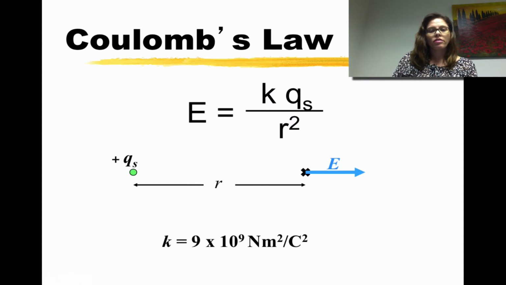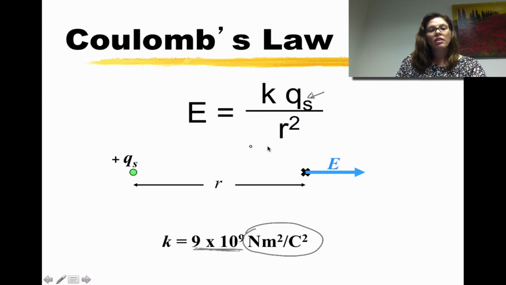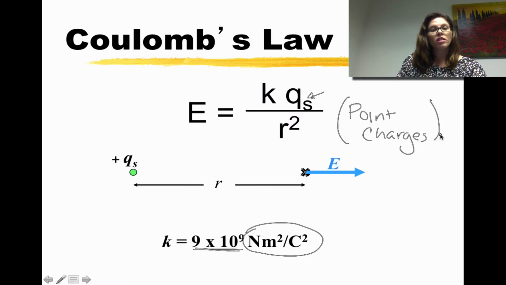To solve for the electric field, it's this constant, K, which is 9 times 10 to the 9th newtons meters squared over coulombs squared. This right here is just the units. They're messy units, and the only thing you really have to be concerned about is the number 9 times 10 to the 9th. Q_S is the source charge right here, and R is the distance from the source charge to the point that you are concerned about. You have to square it. Now, this is only good for point charges. Only do this for point charges.